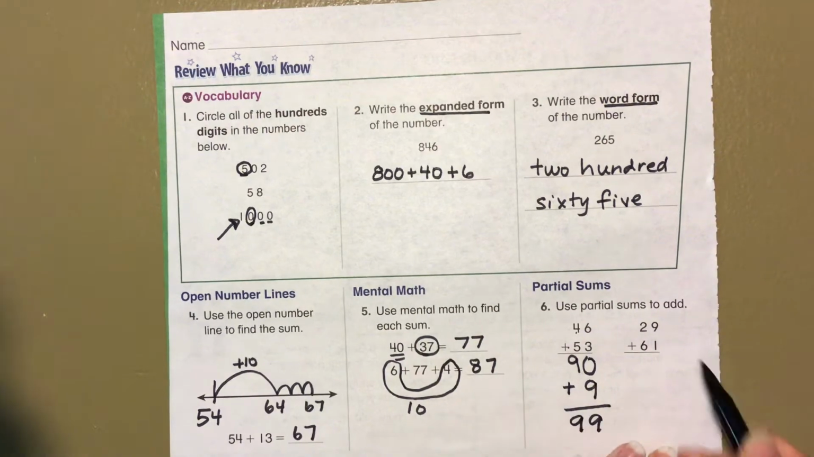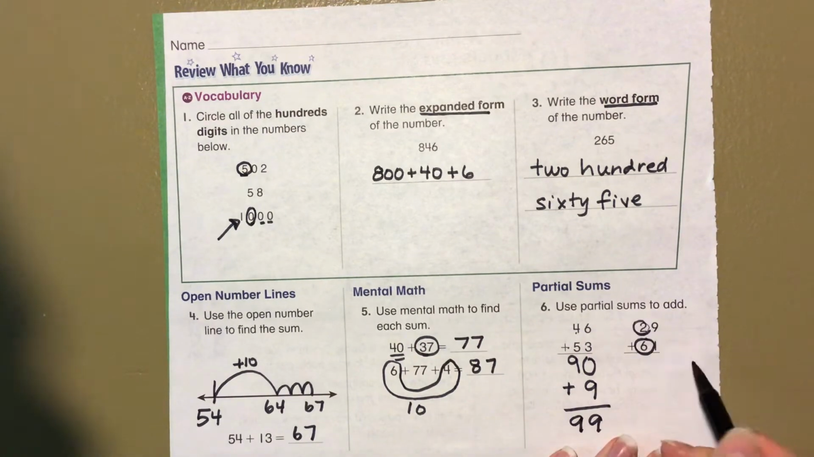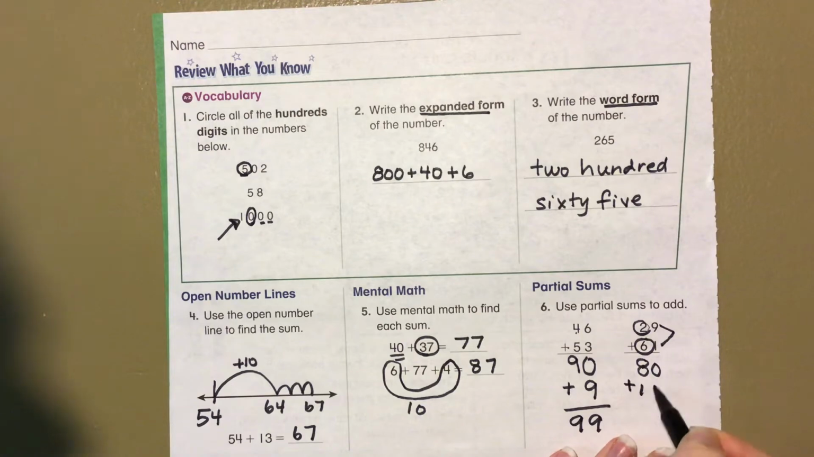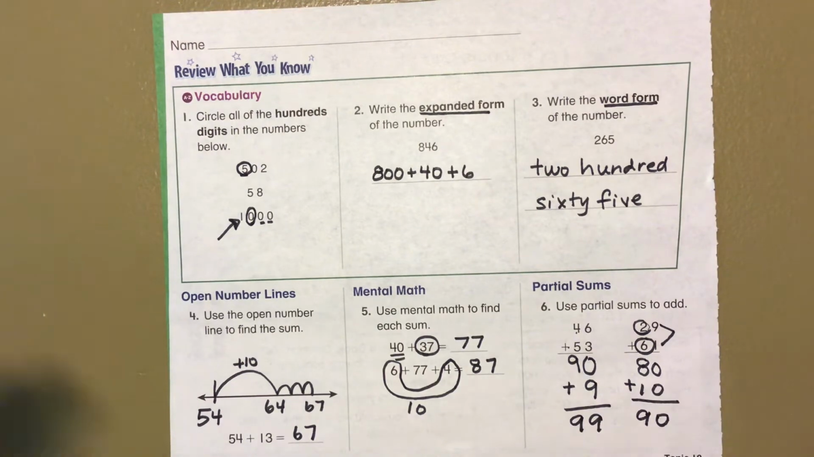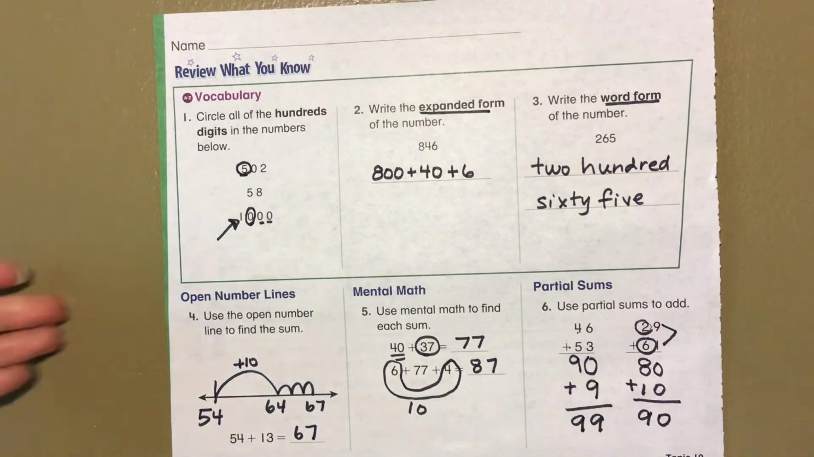Okay, we're going to do this again with our partial sums. So 2 plus 6 is really 20 plus 60 is 80. Now we're going to do our ones. 9 plus 1 is 10. So 80 plus 10 is 90. So we're going back to something we did a long time ago in addition, when we added the tens first, then we add the ones, and then we add them all together.